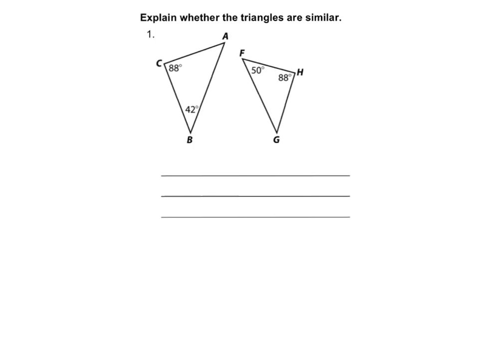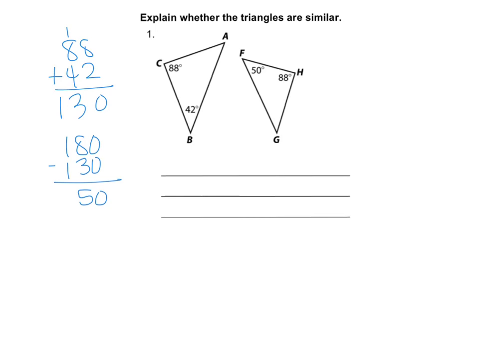What you do is you add up the angles, and then when you get the answer, you subtract it from 180. Okay, great. So in the first triangle, I have 88 plus 42. Do you guys agree that's 130? Then she said take 180 and subtract it from 130. Do you guys agree that's 50? All right, so I'm going to put a 50 right there.